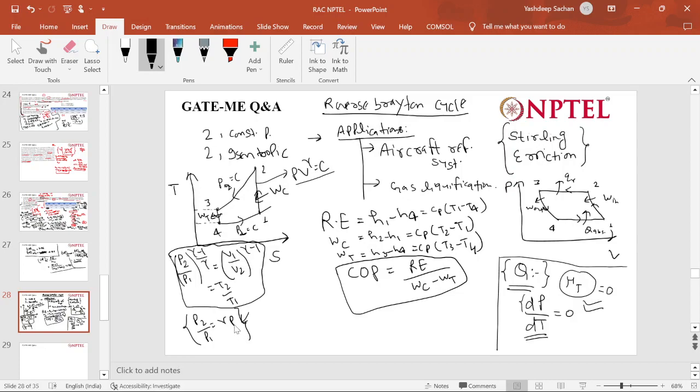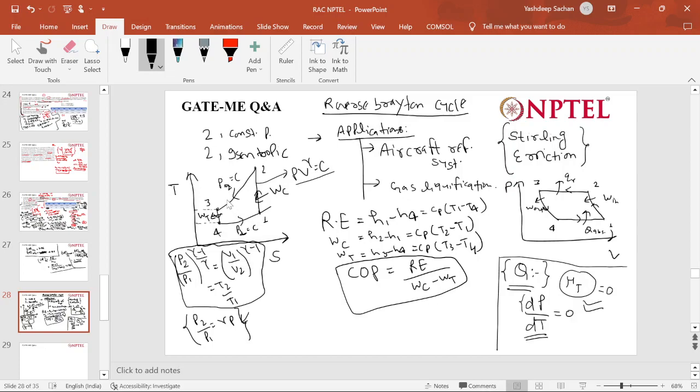In questions, the pressure ratio would be given to you, and a condition like the inlet to the evaporator temperature is 30 degrees Celsius at 1.05 bar. So P1 is given. If Rp is given, then P2 is also known to you. Correct? Is it clear to everyone or not?